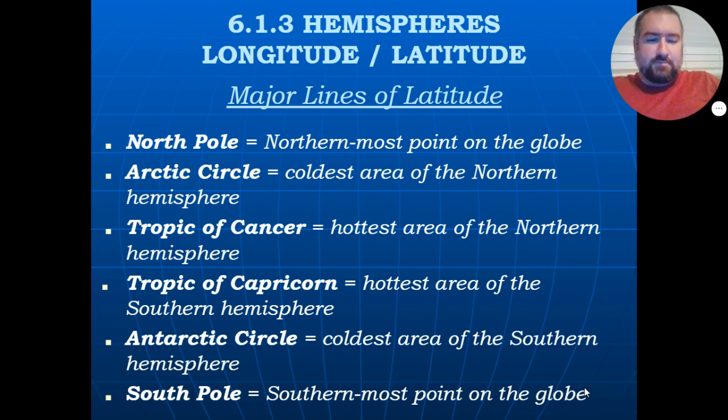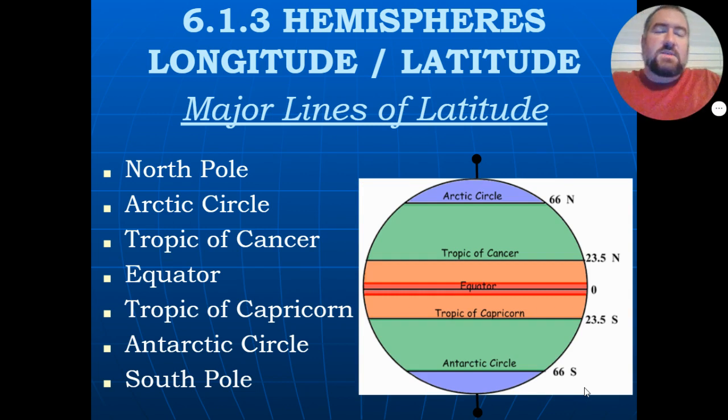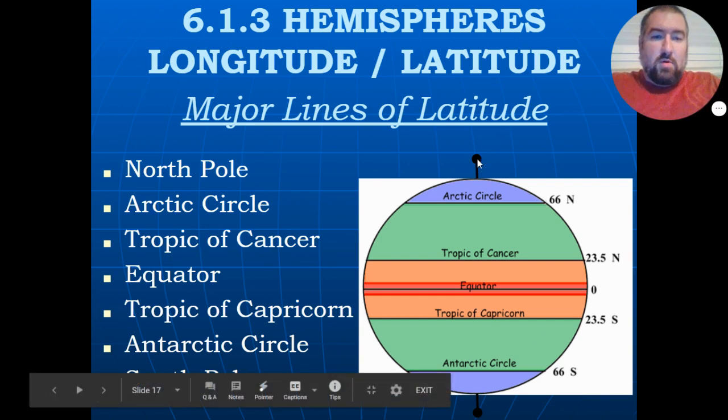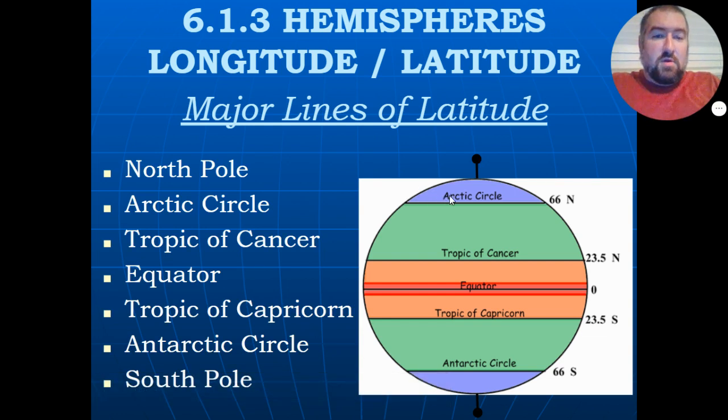Pretty straightforward. So, this is what it would look like more on a map. So as I previously mentioned, you've got the North Pole at the northernmost point on planet Earth, and then this circle around the North Pole is called the Arctic Circle. That's the coldest part of the northern hemisphere. And then, as I previously mentioned, we have the equator, which is the hottest area of planet Earth.